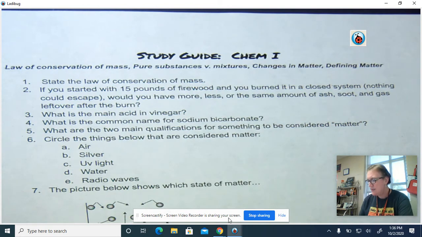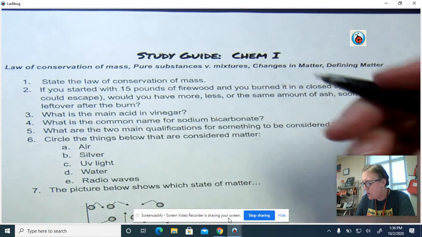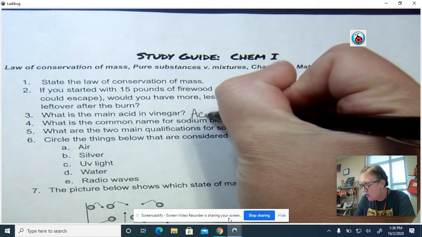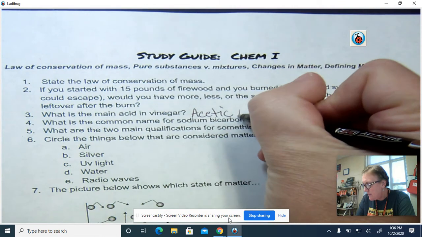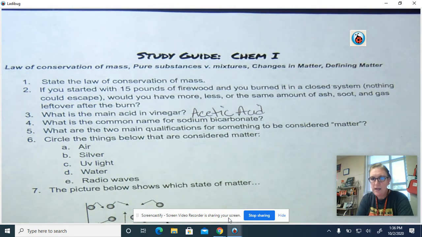Okay. Number 3, it says, what is the main acid in vinegar? It's called acetic acid. Okay. So acetic is the main ingredient in vinegar. That's what's going to give it the real sour taste and smell.